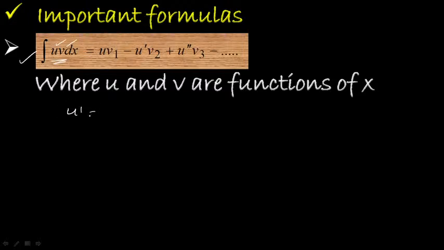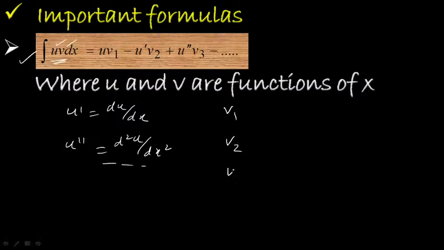Here, u dash is nothing but du by dx. That is, you have to differentiate u with respect to x once. U double dash is d square u by dx square. That is, you differentiate u with respect to x twice, etc. So u dash, u double dash, u triple dash are successive derivatives of u, whereas v1, v2 and v3 are successive integrals of v.